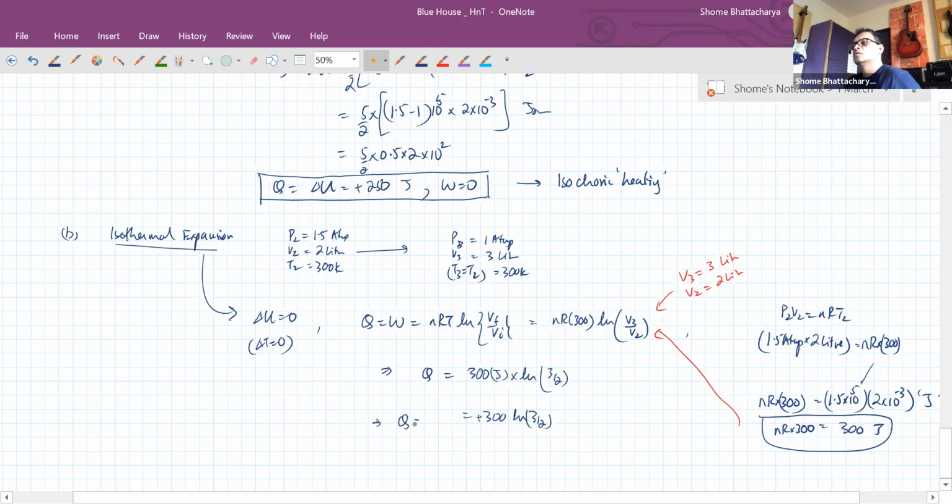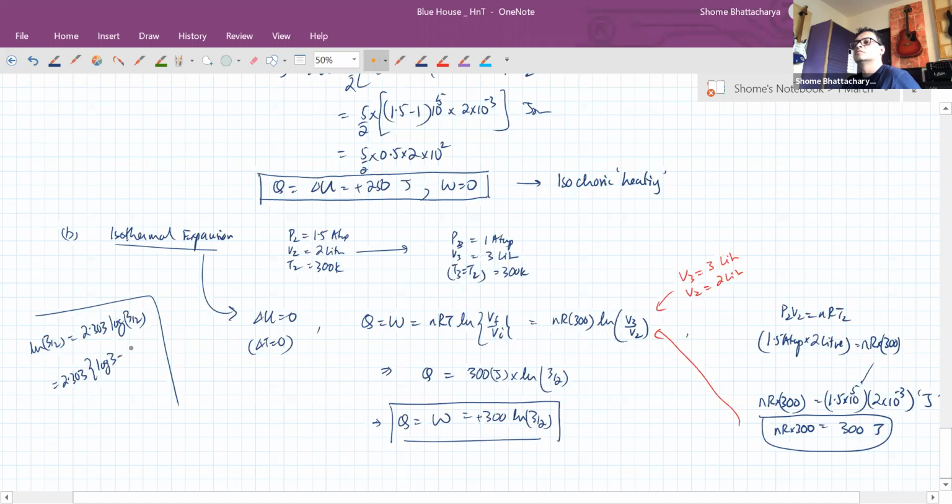Now ln 3 by 2 also we can do a rough calculation. 2.303 log 3 by 2. So approximately 2.303, log 3 is about 0.48. Log 2 is about 0.30.